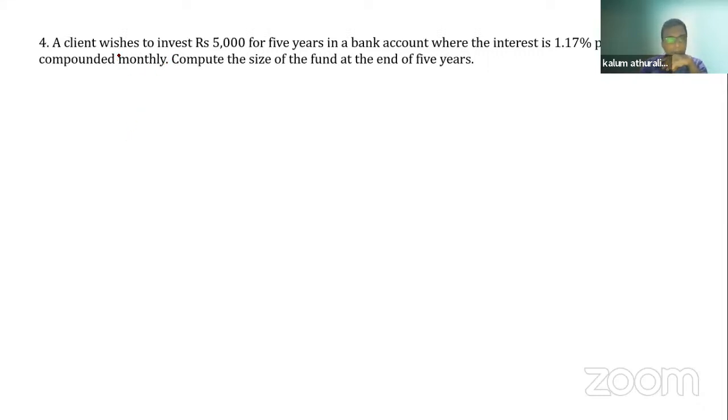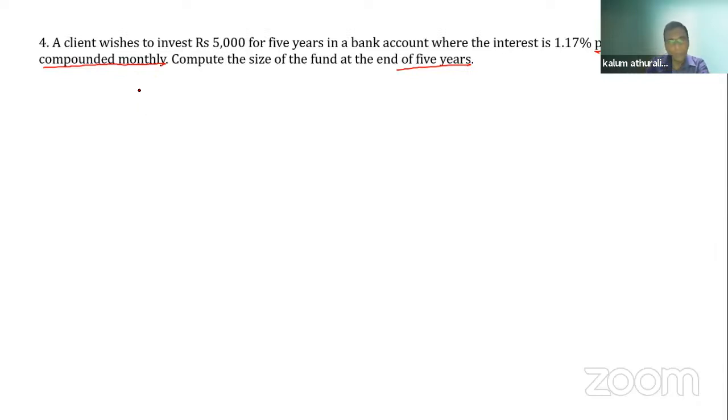Right. This one wishes to invest 5,000 for 5 years in a bank account where the interest is 1.17% per month and compounded monthly. These are the important facts. Compute the size of the fund at the end of 5 years. Compounded monthly means it is compound interest.